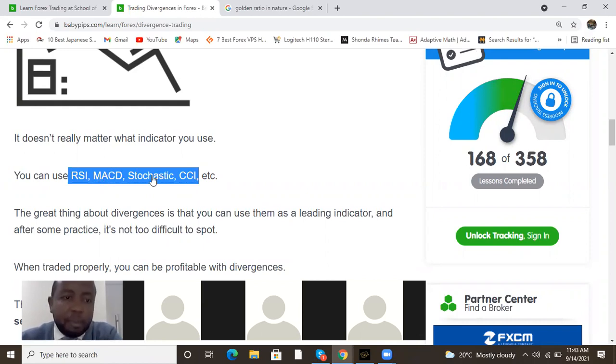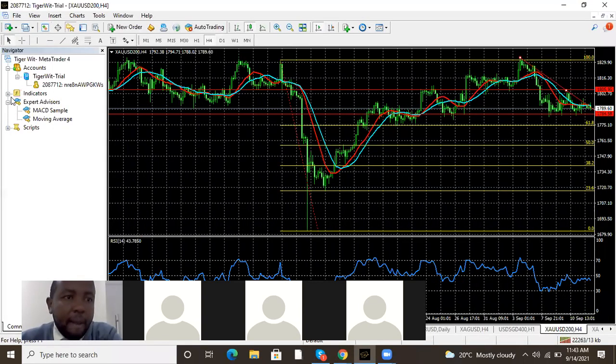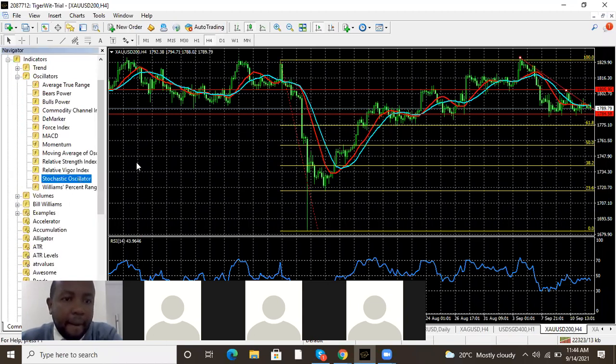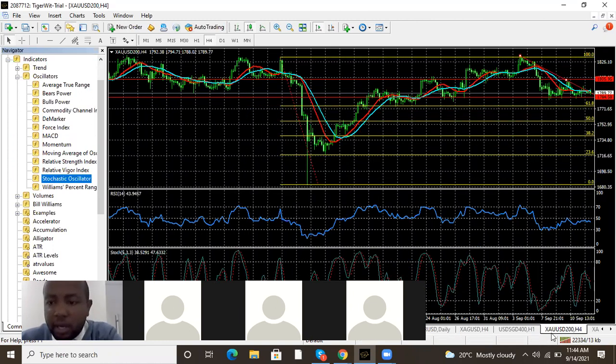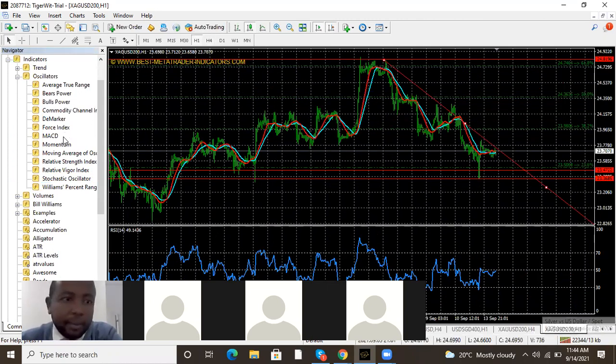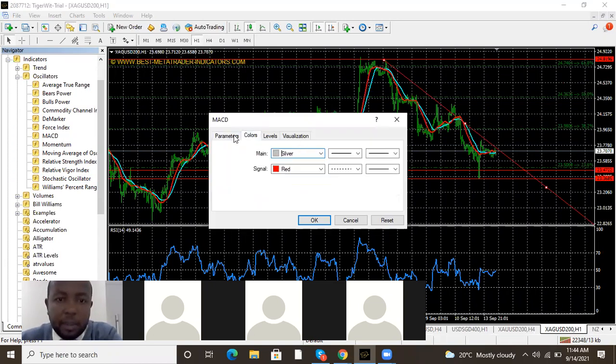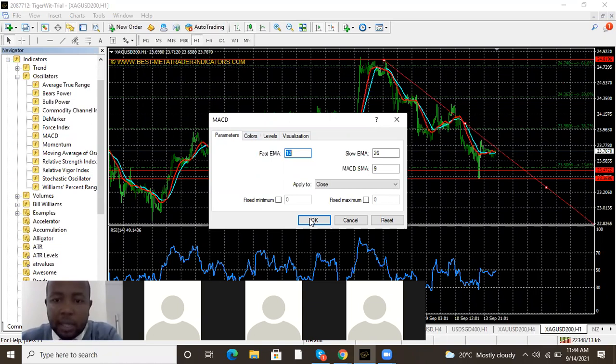So on my chart here, maybe we can use RSI, MACD, stochastic, or CCI. Let me add stochastic down here. The default settings remain the same: 20 and 80 for oversold and overbought. That is gold. Then on silver, I'll add CCI and MACD. Let me first add MACD. Everything else remains the same. It looks like that. So that's my MACD.